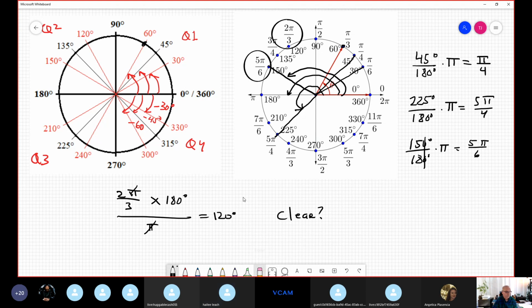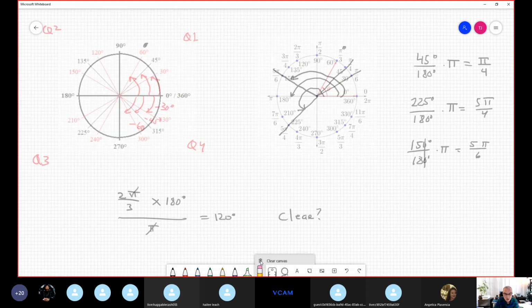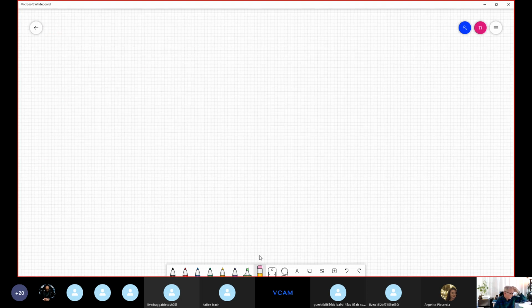Clear. Okay. Let me try to explain another thing. Yes, it's the last part. It's coterminal. What is coterminal angle? Coterminal is, find the coterminal. This is important, extremely important. Find the coterminal angle.